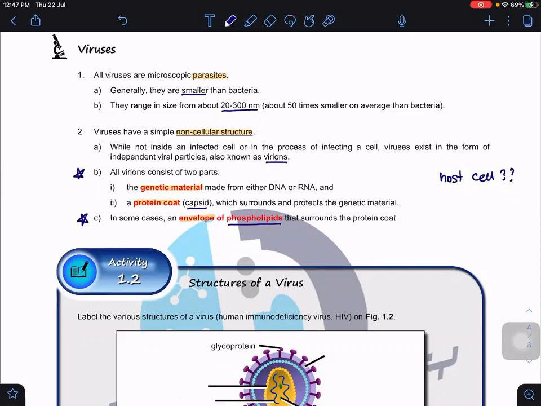In some cases, they may have this envelope. For example, HIV. This virus does have an envelope.